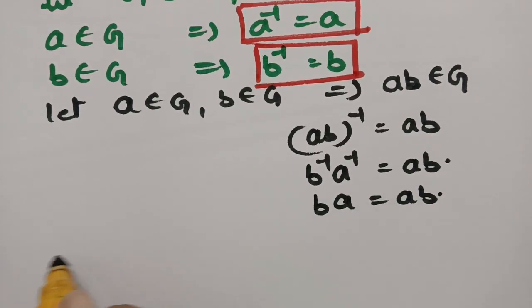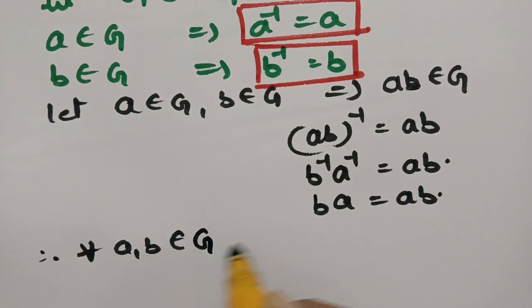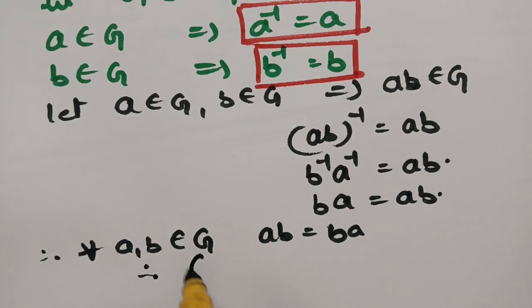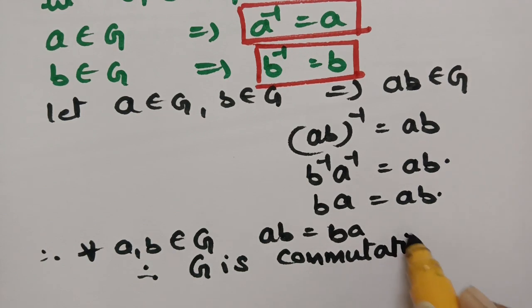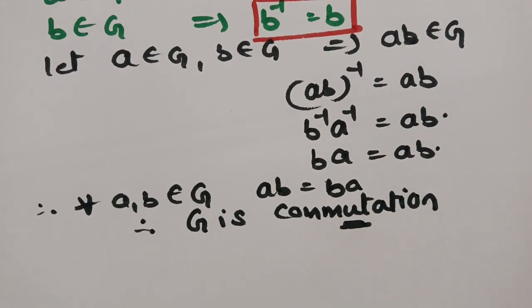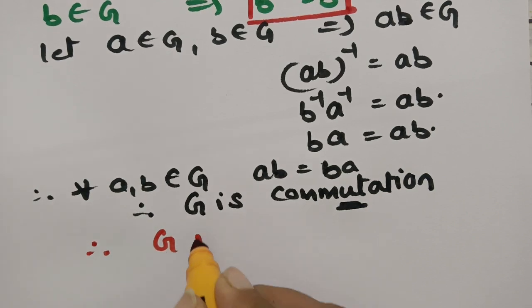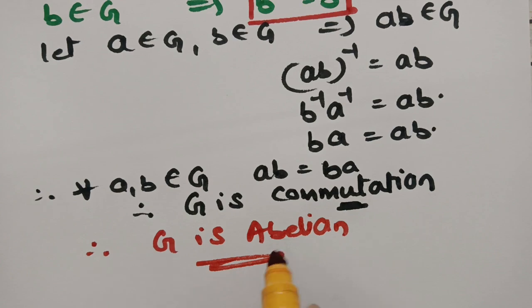And therefore, for every A comma B belongs to G, AB is equal to BA, and therefore G is commutative. G is commutative, and already it is a group, and if it is commutative and all the five properties hold, we finally conclude that G is an abelian group. Therefore G is abelian. See here, it's very easy.